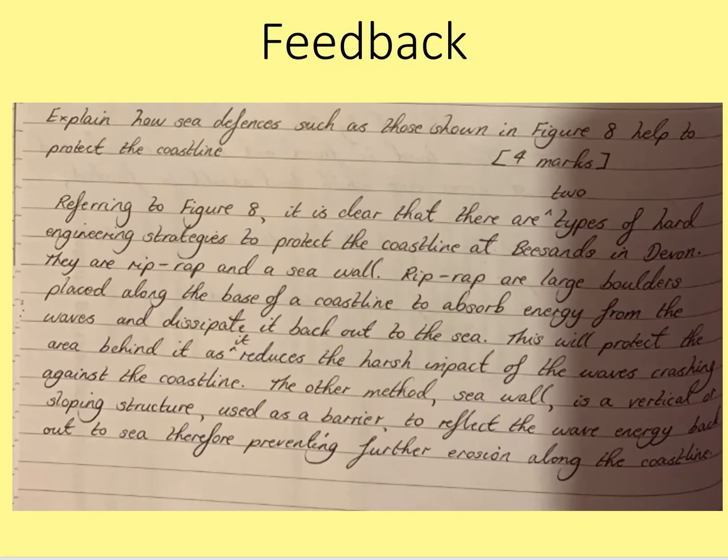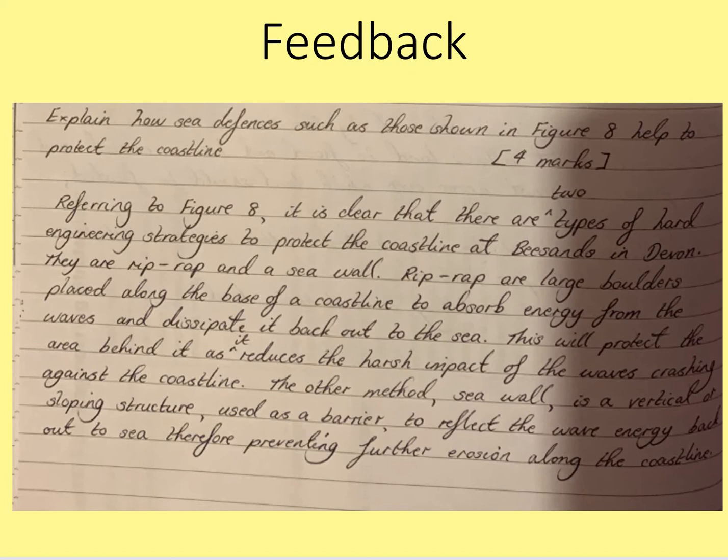Now we have a model answer that you can see in front of us from one of our students in the class. So they've done an absolute perfect 4 marker here for you to add to your DIRT. So first of all, referring to figure 8, it is clear that there are 2 types of hard engineering strategies to protect the coastline in Devon. They are riprap and a sea wall.